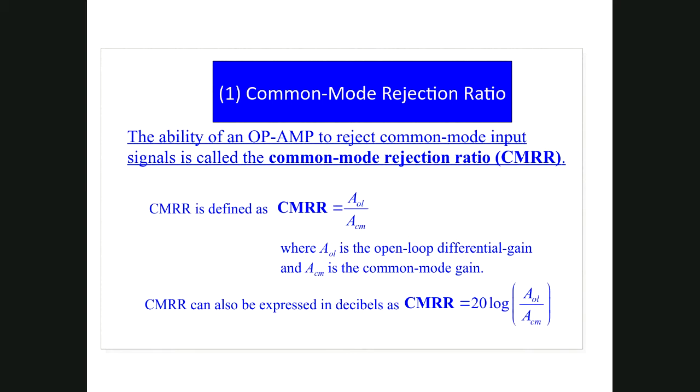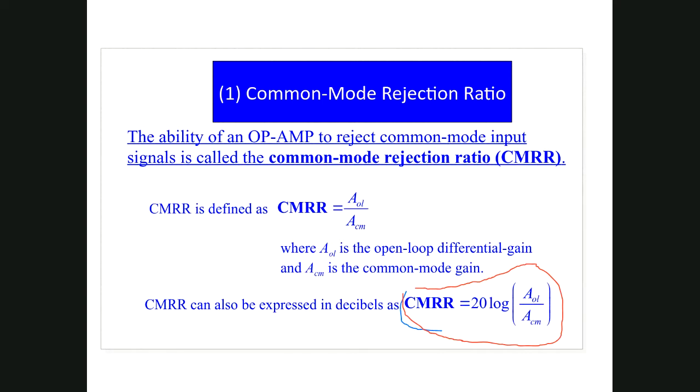We will discuss this in future, and generally since this value is very high, we use a decibel value. The decibel value to represent this is CMRR in dB equals 20 log of AOL divided by ACM. It sounds a bit complicated, but why is the rejection ratio very important?